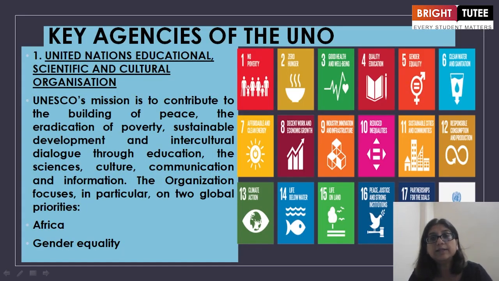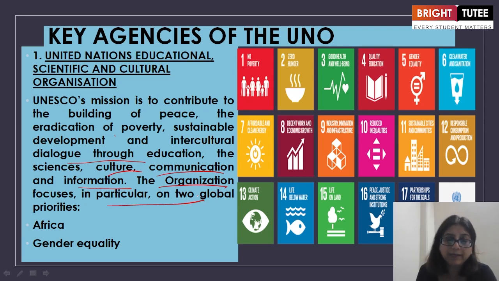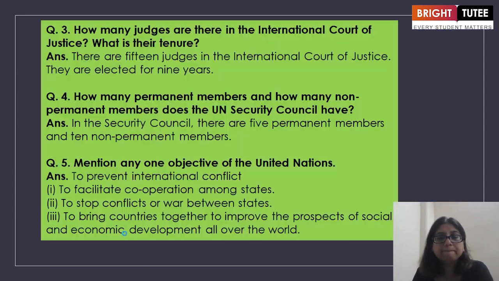These are the key agencies of the United Nations organizations, like the United Nations Educational, Scientific, and Cultural Organization. UNESCO's mission is to contribute to the building of peace, the eradication of poverty, sustainable development, and intercultural dialogue, through education, science, culture, communication, and information. The organization focuses in particular on two global priorities: Africa and gender equality.